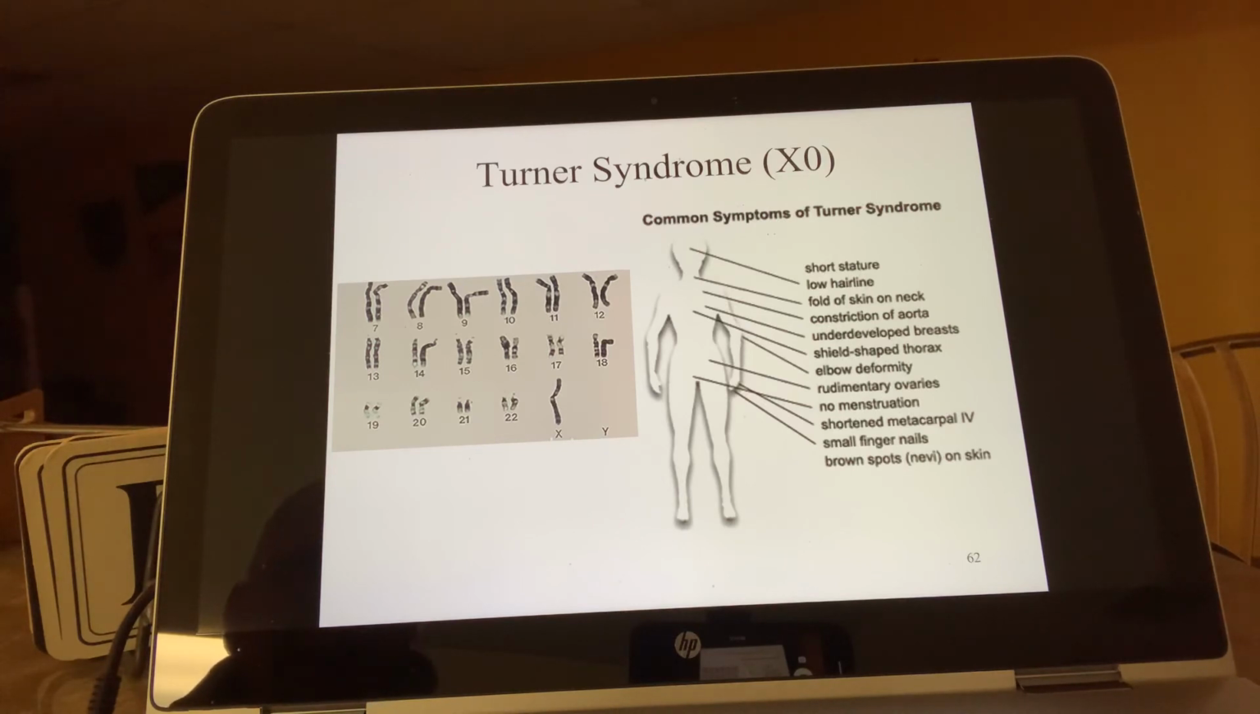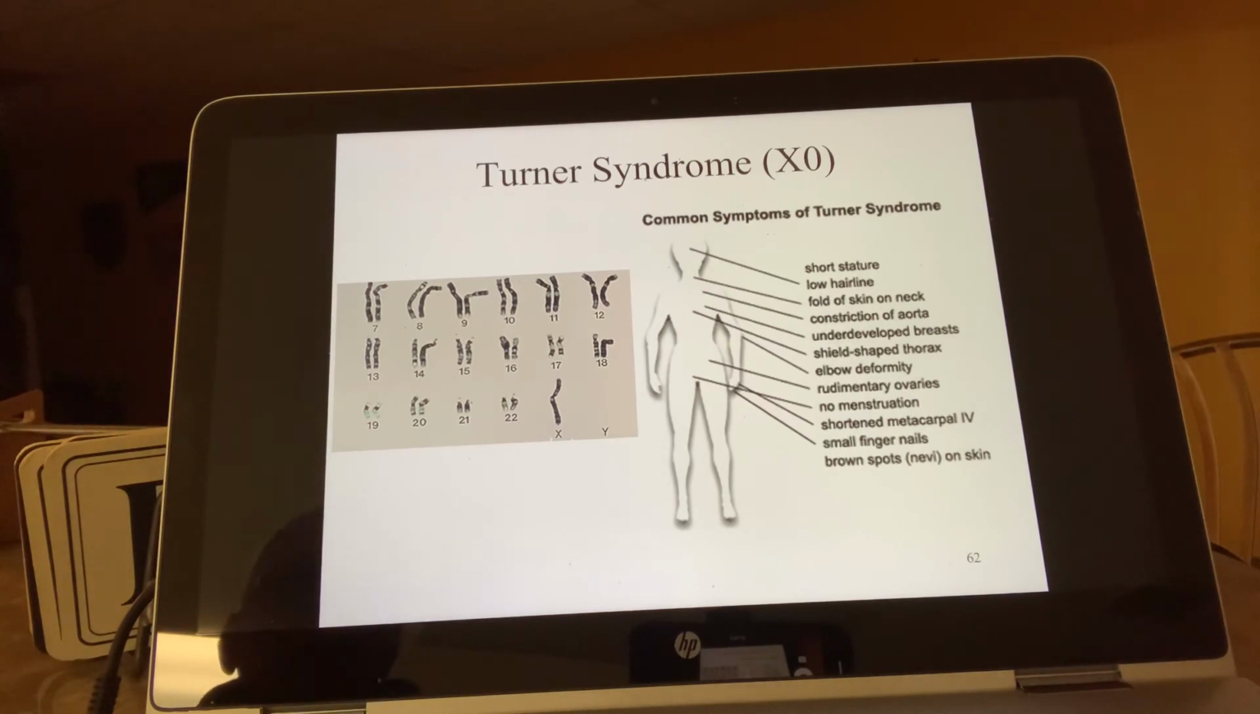Because there's no Y, so there's no SRY gene, these individuals will be phenotypically female, but they will have abnormalities. They will tend to have short stature, underdeveloped breasts, underdeveloped ovaries. They usually do not menstruate. They usually cannot have children, but they have normal mental capabilities, physical capabilities other than the ability to procreate, and they can live long and healthy lives.